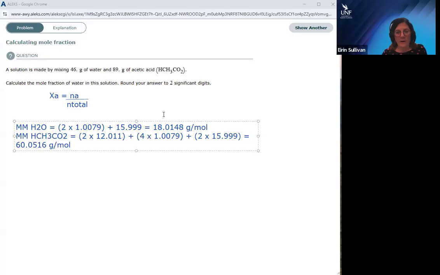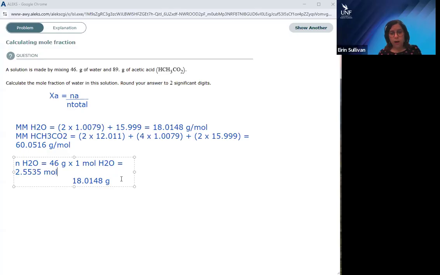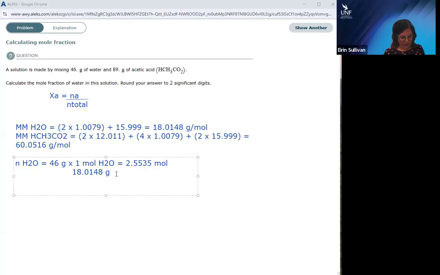So let's start with the number of moles of my water. That is going to be the 46 grams. Use the molar mass as a conversion factor. For every 1 mole of water, that weighs 18.0148 grams. So that's going to give me, I'm going to round it to 2.5535 moles. That's enough, because we're only giving our answers to 2 sig figs, so I'm not going to get too excited with leaving a lot of decimal places there.